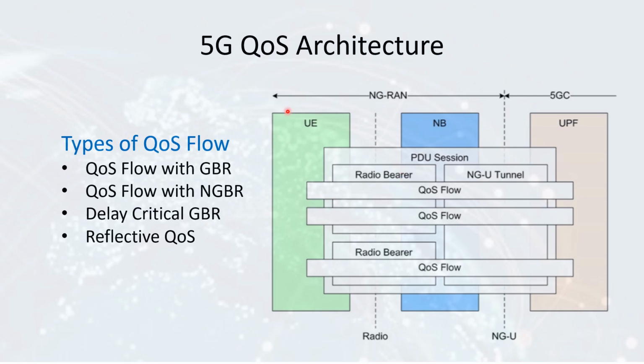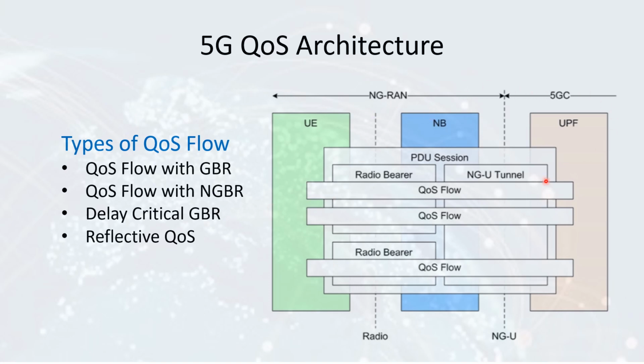So now let us talk about 5G QoS architecture. There are four types of QoS flow: QoS flow with guaranteed bitrate, QoS flow with non-guaranteed bitrate, delay critical guaranteed bitrate, and reflective quality of service. We'll talk about these later in the slides.